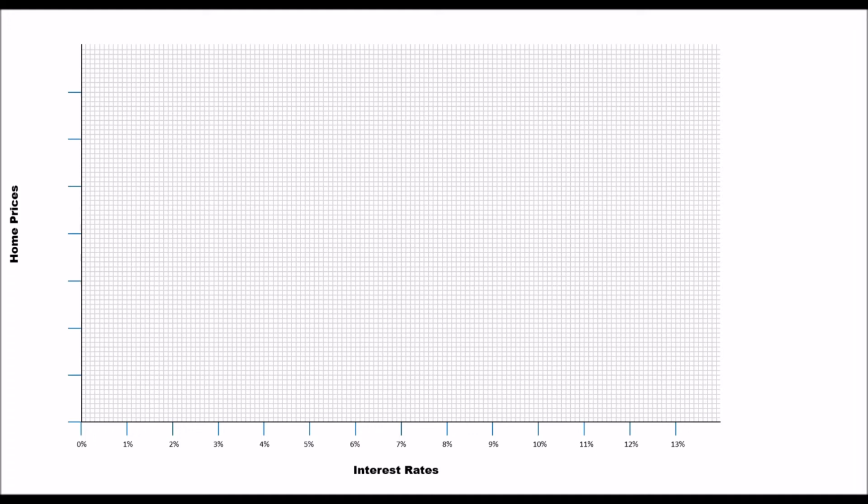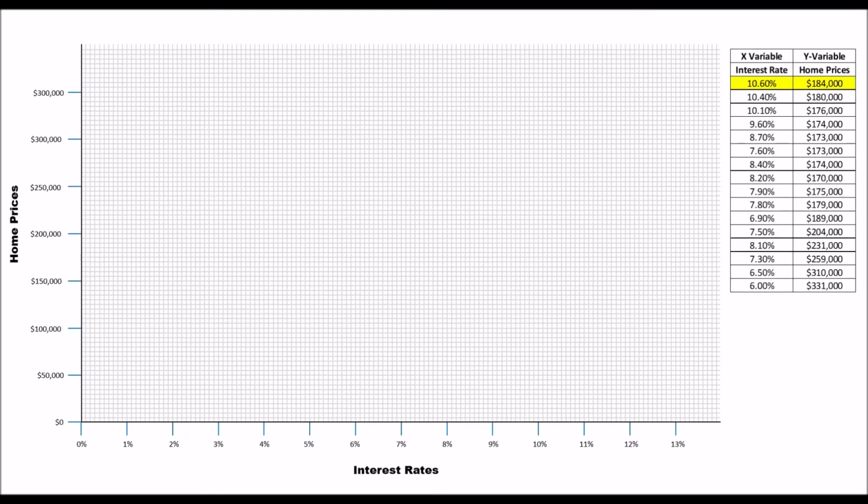Similarly, we'll label the y-axis. Again, starting from 0 and then 50,000, each blue line would be an increment of 50,000 in home price. So the first division would be 50,000, then 100,000, then 150,000, and so on and so forth, all the way up to 300,000. Okay, so now we've got everything in place to start plotting.